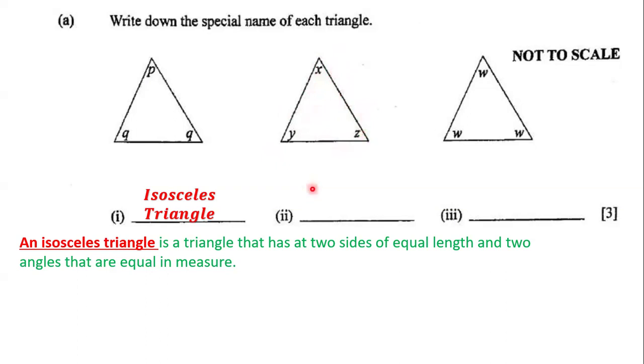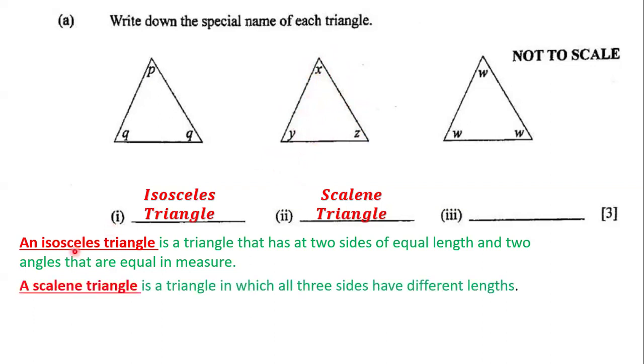And so this is definitely a scalene triangle because all of the sizes of the angles in the triangle are not the same. And so a scalene triangle is a triangle in which all three sides have different lengths and all three angles are different. All three angles are not equal in measure. That's the definition of a scalene triangle. All three sides have different lengths and all three angles are different in measure.